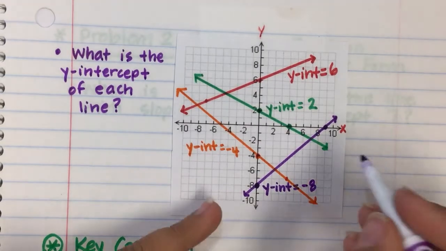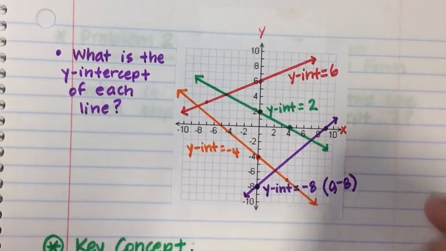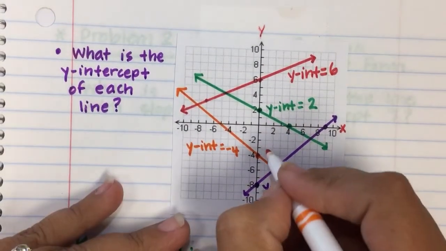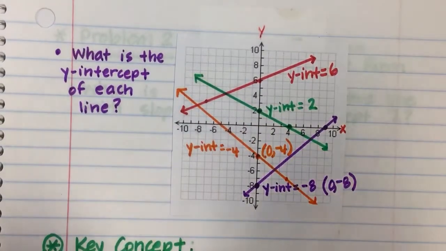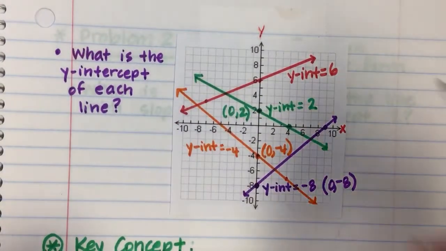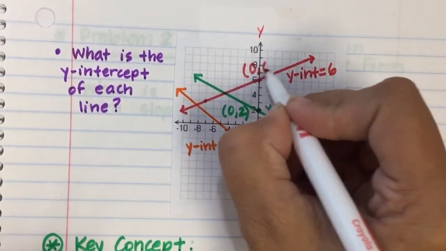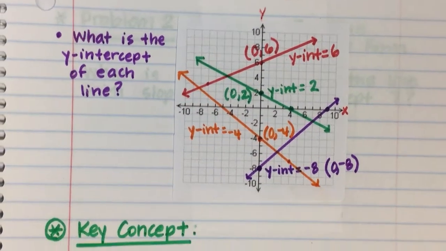Now, this ordered pair is 0, -8. This ordered pair is 0, -4. This ordered pair is 0, 2. And this ordered pair is 0, 6. So it's the y component of the ordered pair. Your x is always first and your y is second, and that's the y-intercept. Okay?